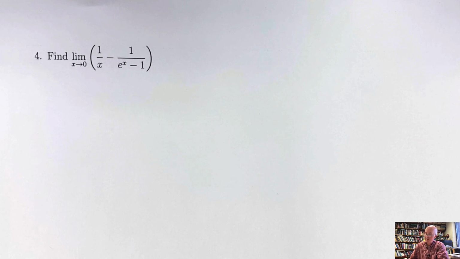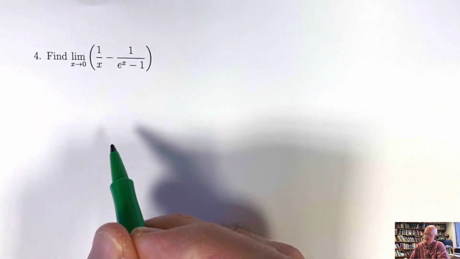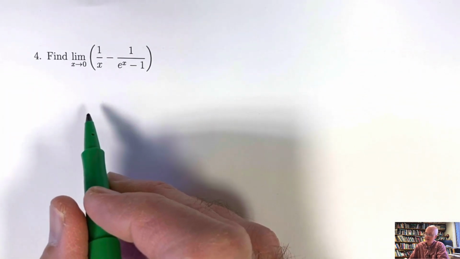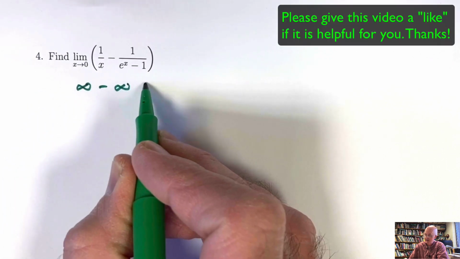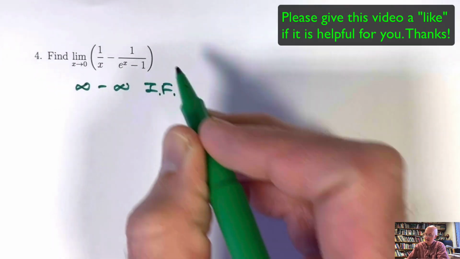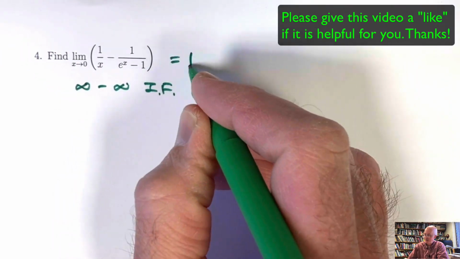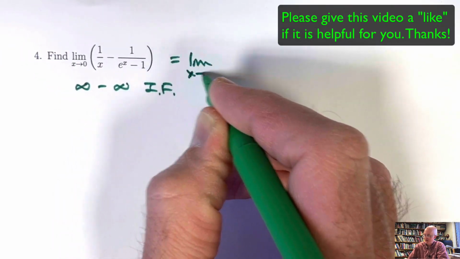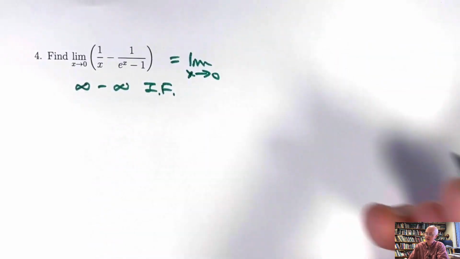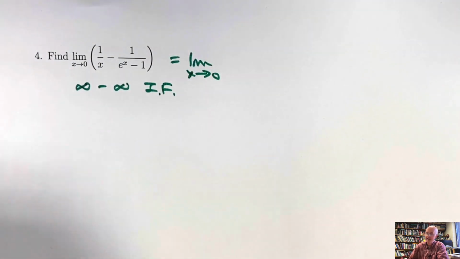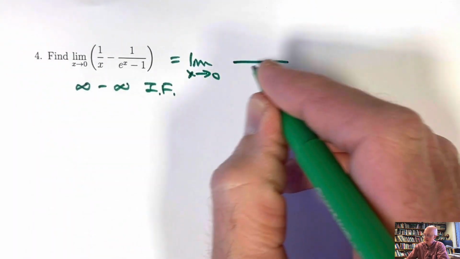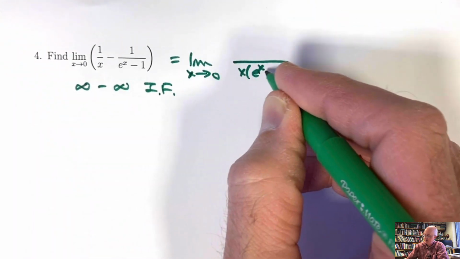And number 4, we've got the difference of two functions that are both, in this case, going to infinity as x goes to 0. This is an infinity minus infinity indeterminate form. How could we possibly use the L'Hopital's rule for this? We always apply L'Hopital's rule in the end to fractions. So I've got two fractions here. Maybe I should combine them into one fraction by getting a common denominator of x times e to the x minus 1.